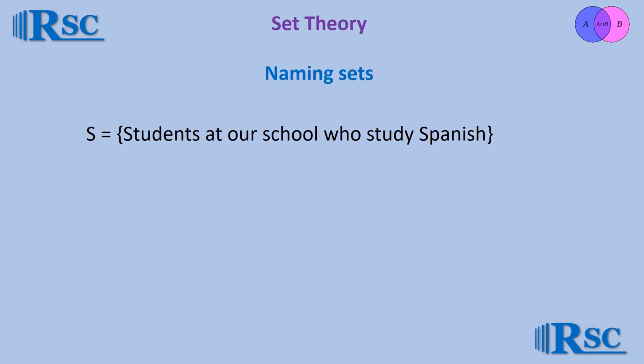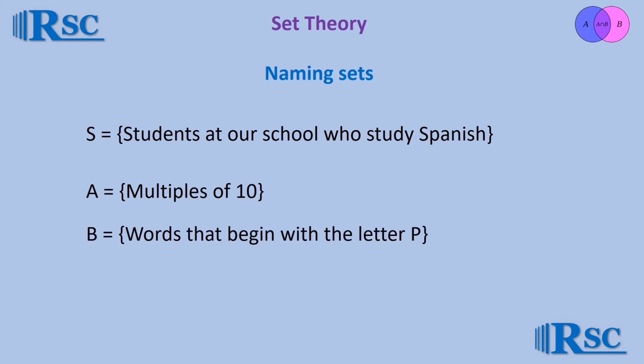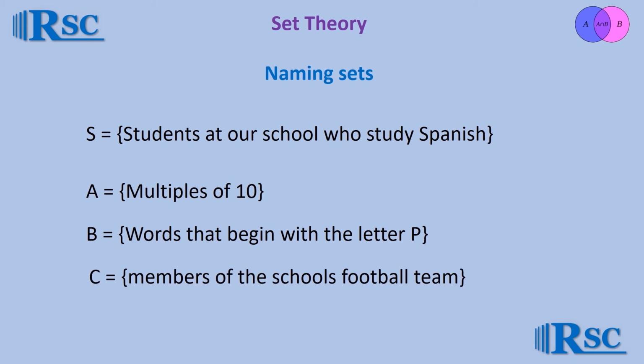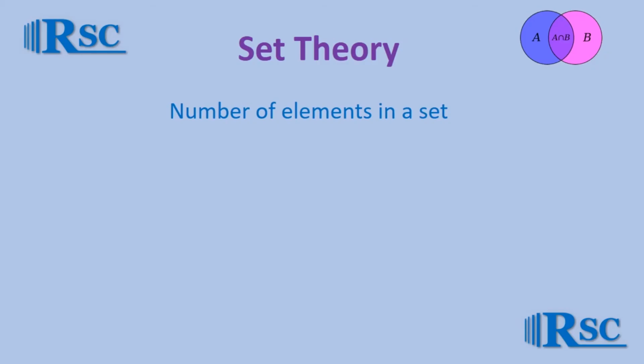The following are examples of sets named by letters of the alphabet. A is multiples of 10. B, words that begin with the letter P. C, members of the school's football team. And D, red sports cars.